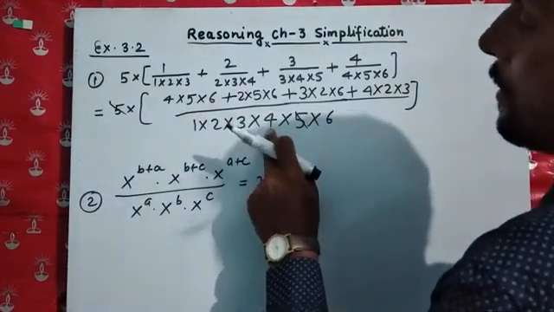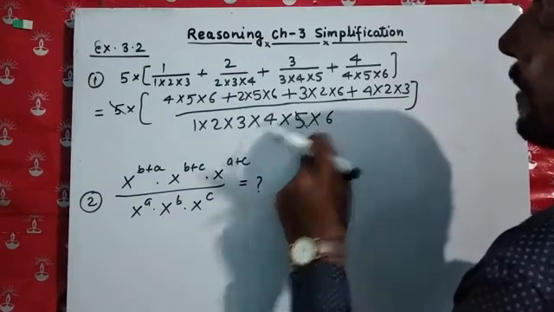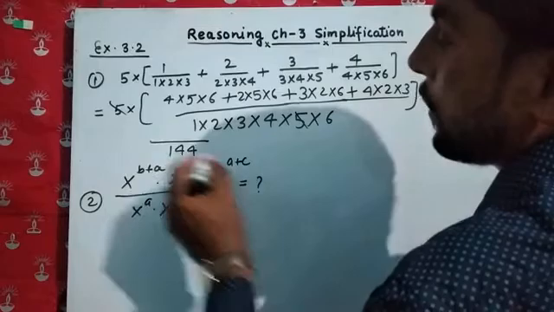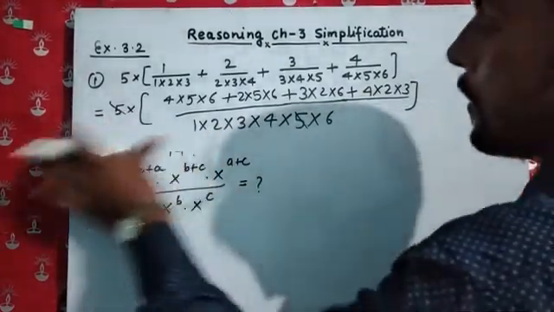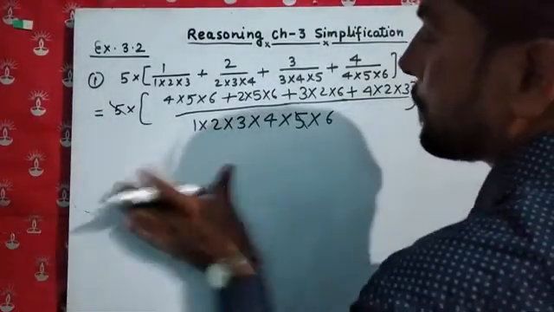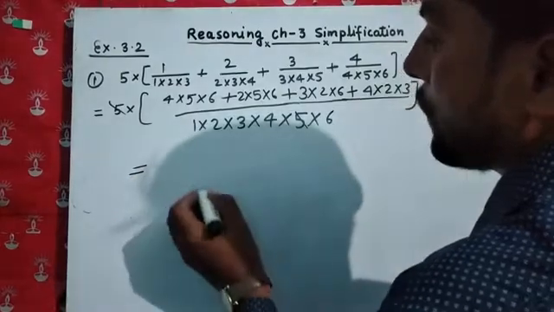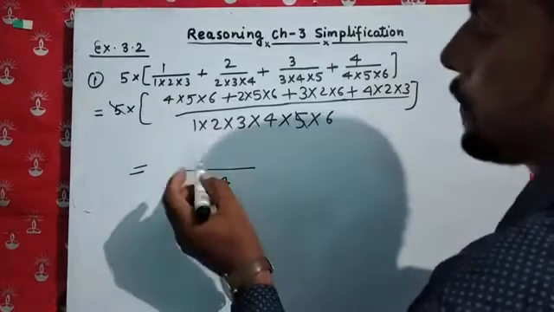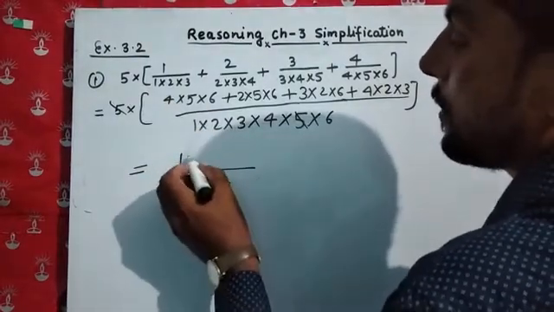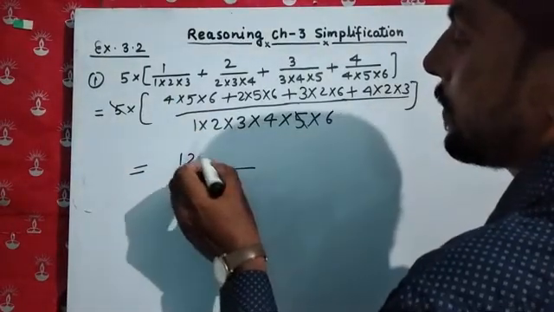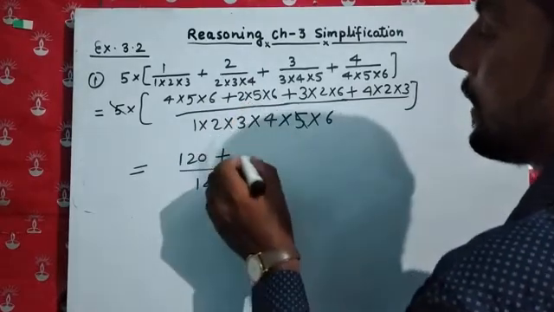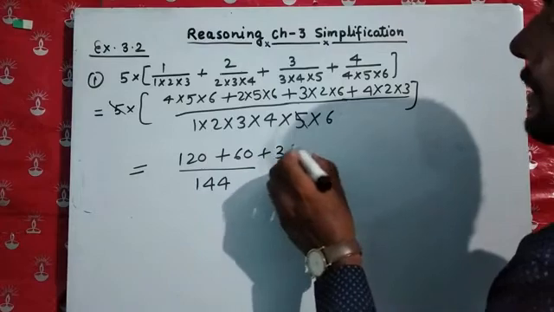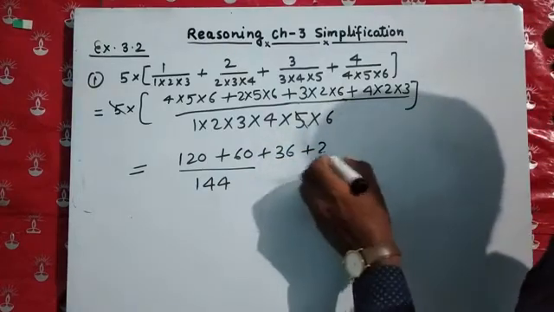6 fours are 24, 24, 6 sixes are 144. We are getting 144 on the downside, so I am going to take 144 as the denominator. Now 5 fours are 20, 20 sixes are 120, 2 fives are 10, 10 sixes are 60, 3 twos are 6, 6 sixes are 36, and 4 twos are 8, 8 threes are 24.